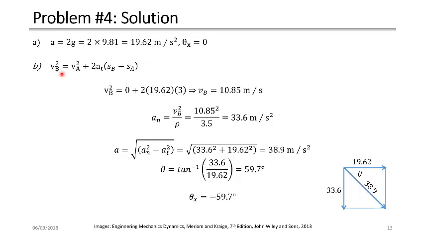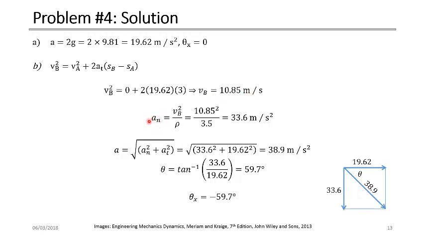So again, going back to study the motion of the particle between point B and A. Vb squared, which is the final velocity squared, is Va squared plus 2 multiplied by the acceleration multiplied by the distance between B and A. The distance is given as 3. So Vb squared, which is unknown, is equal to the initial velocity, which is 0, plus 2 multiplied by the acceleration, which is constant between A and B at 19.62, multiplied by the distance, which is 3. Based on this equation, we can find the velocity at point B, which is 10.85 meters per second.